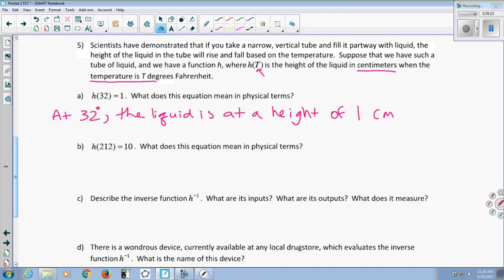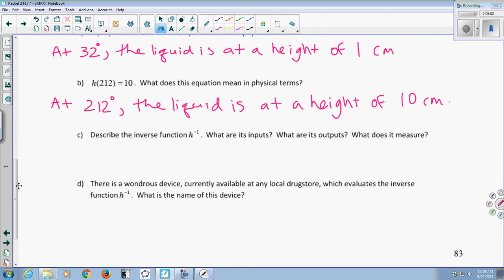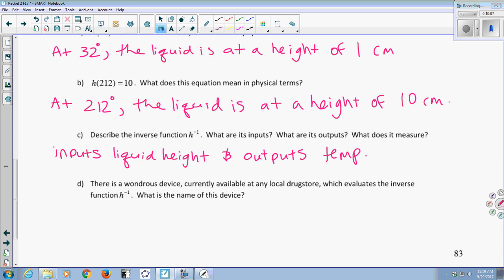All right, h of 212 is 10, means that at 212 degrees, the liquid is at a height of 10 centimeters. Describe the inverse function h inverse. So we're swapping the role of input and output. So now your input is going to be the height of the liquid. Inputs liquid height, and outputs the temperature. Okay. And there is a wondrous device available at any local drugstore that evaluates the inverse function h inverse, and it's called a thermometer. Right? It looks at the height of the liquid and tells you your temperature.